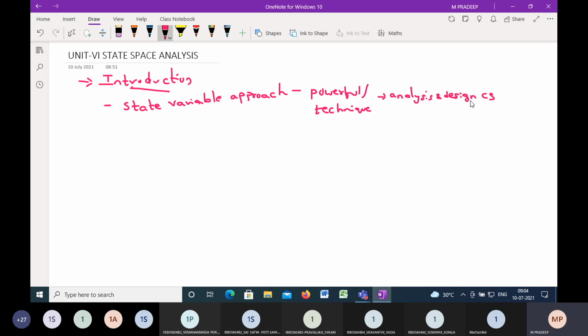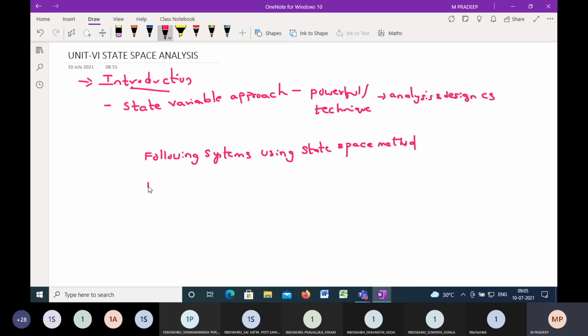So what are the different types of systems which we are going to consider with the help of your state variable approach, for the analysis and designing of your control system? The following are the different types of systems that can be carried out with the help of this particular method, which we call the state variable method, or the state space method.